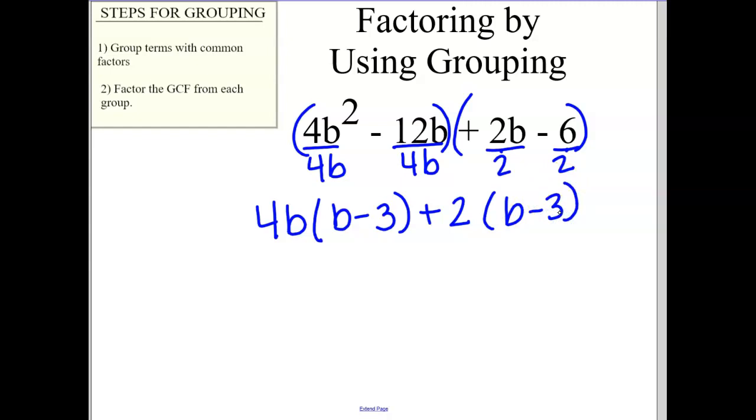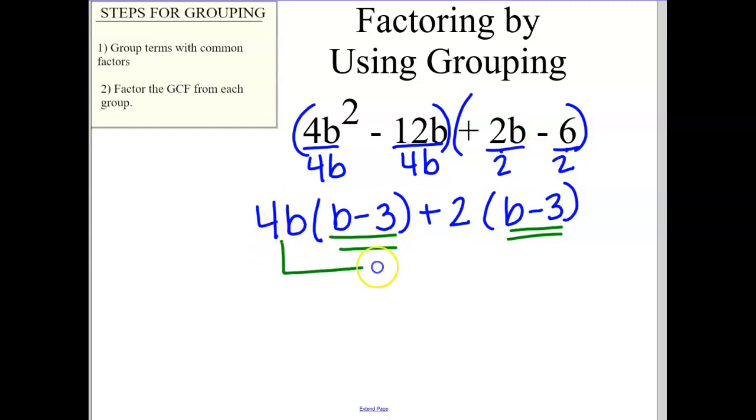Now, I have the same thing in parentheses here. And if you don't get the same thing in parentheses, then either you haven't taken the greatest common factor out, or maybe you need to group it differently, because we don't always have to group the first two and the last two together. You can rearrange them to find something that will group together to work.